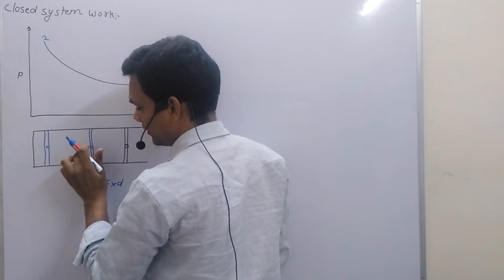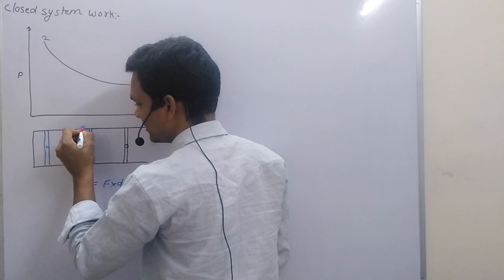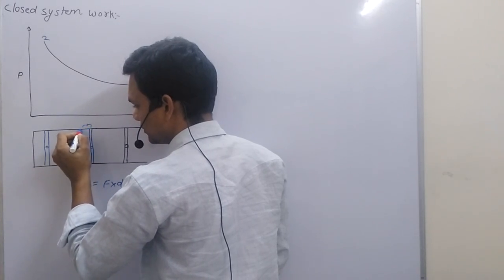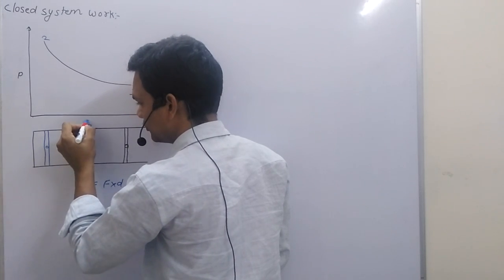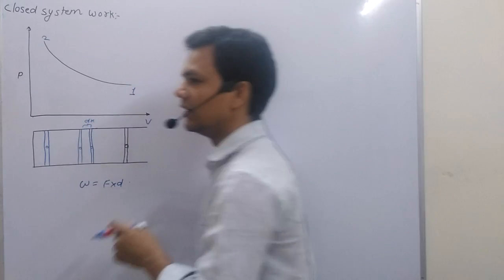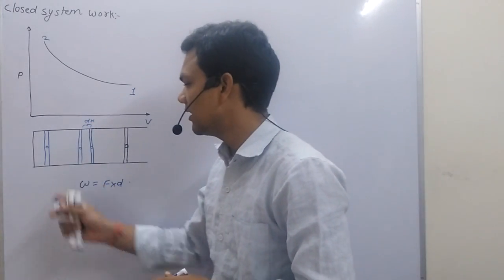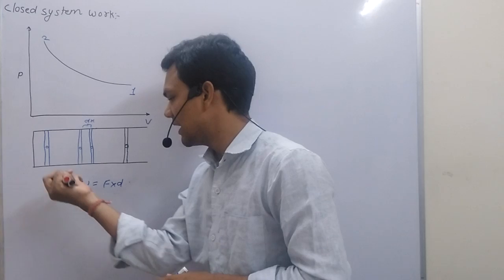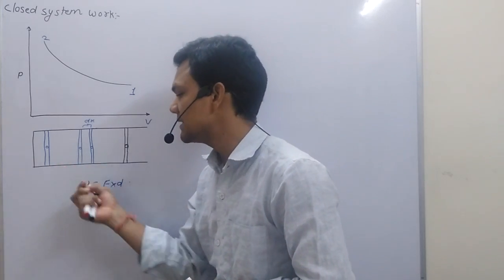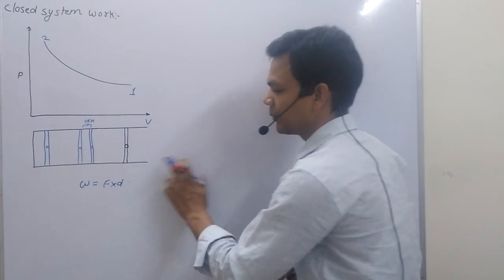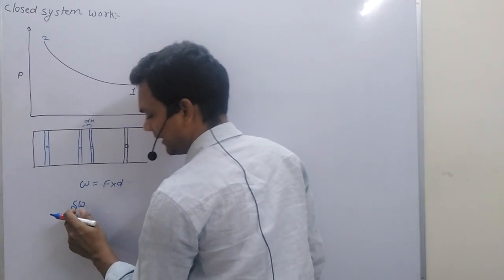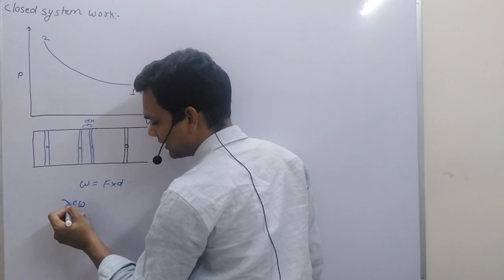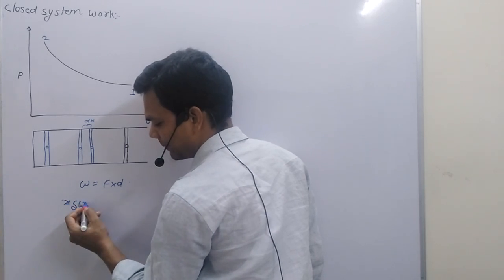Suppose this is some position after displacement of dx, the piston goes here. Now, suppose this is the dx displacement. It is differential. I show you this with the help of a microscopic view. Now we talk about del W, because work is an inexact differential.